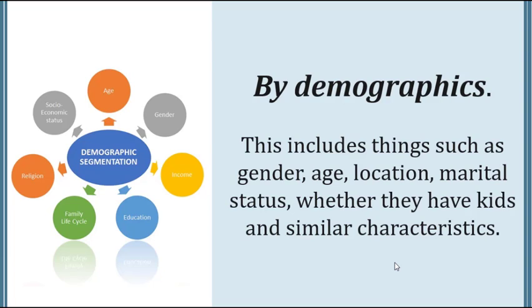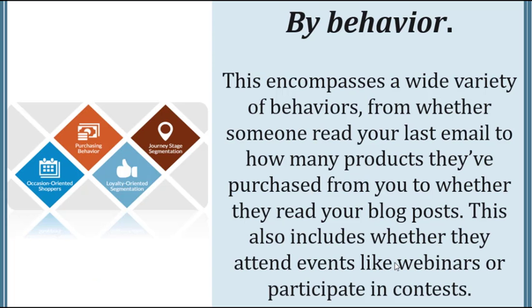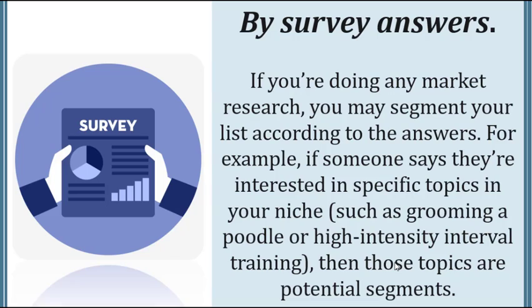By demographics. Now, this includes things such as gender, age, location, marital status, whether they have kids, and similar characteristics. By behavior. Now, this encompasses a wide variety of behaviors, from whether someone read your last email to how many products they've purchased from you to whether they read your blog post. Now, this also includes whether they attend events like webinars or participate in contests.